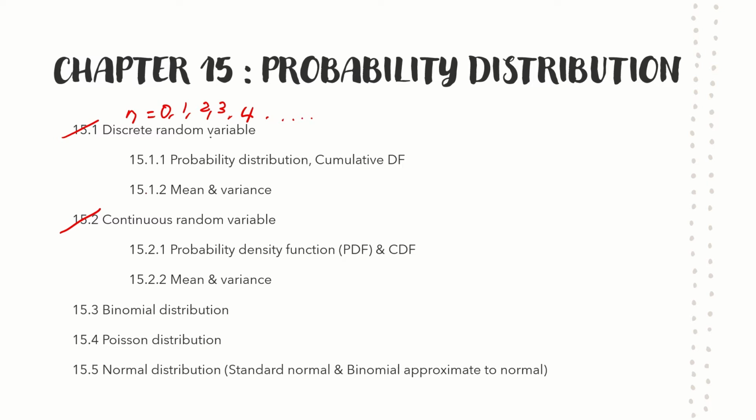Okay, discrete random variable, you have to learn the probability distribution function, or in another word the probability density function, which are the same, and another is the cumulative distribution function. And you will also learn how to calculate the mean and variance. Okay, and the second topic, you also will learn the probability density function PDF and cumulative distribution function CDF, and mean and variance.